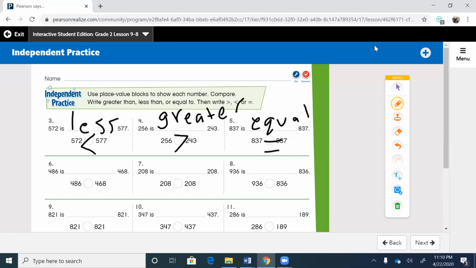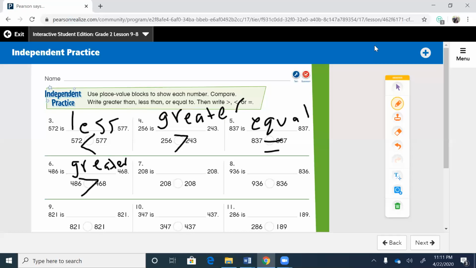All right, 486 is blank than 468. This one tends to trick students because you're dealing with the same 3 numbers, but they're mixed up. Let's compare the hundreds. They're both 4s. Let's go to the tens. We have an 8 and a 6. Which one is bigger? An 8. So make the alligator eat the bigger number. 486 is greater than 468. Let's look at our next one.